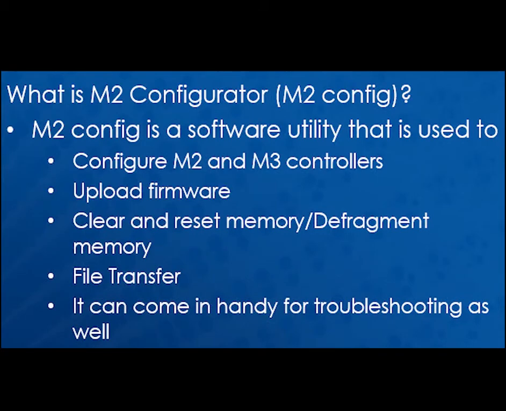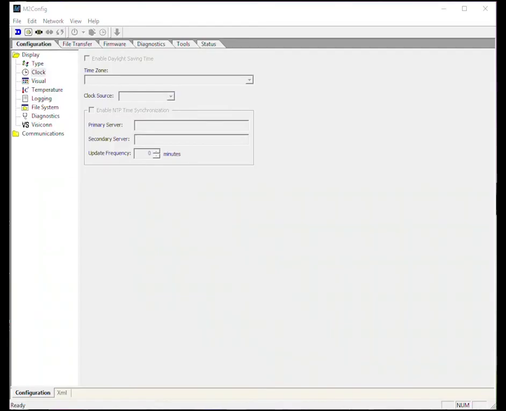M2 Configurator, referred to as M2 Config, is a software utility that is used to configure M2 and M3 controllers, upload firmware to the controller, clear or reset the memory, along with defragmenting the controller memory, file transferring, and many other helpful options that can come in handy for troubleshooting. So let's get started.